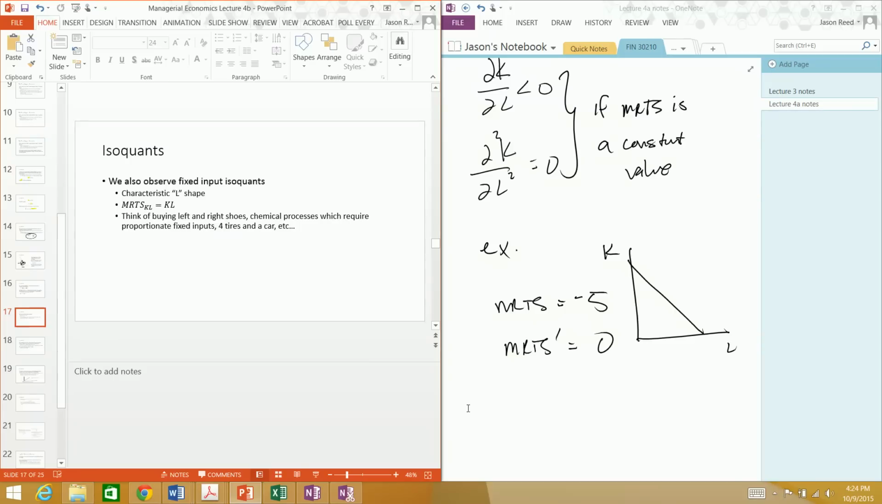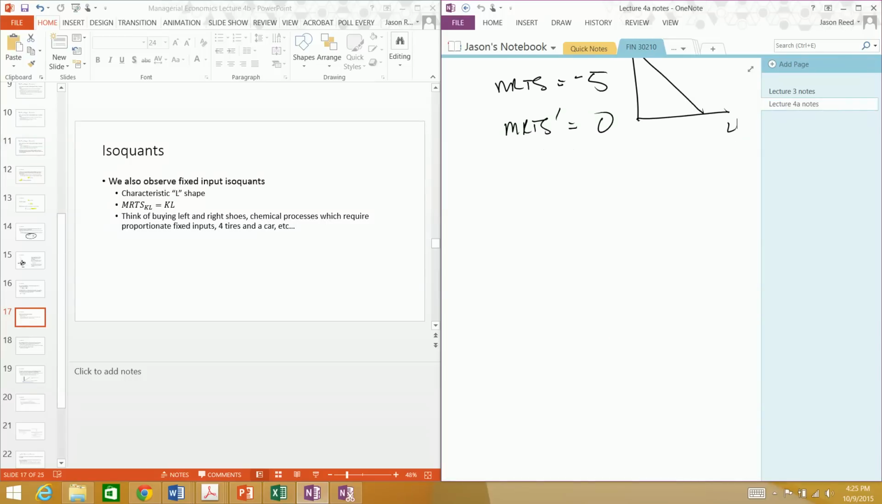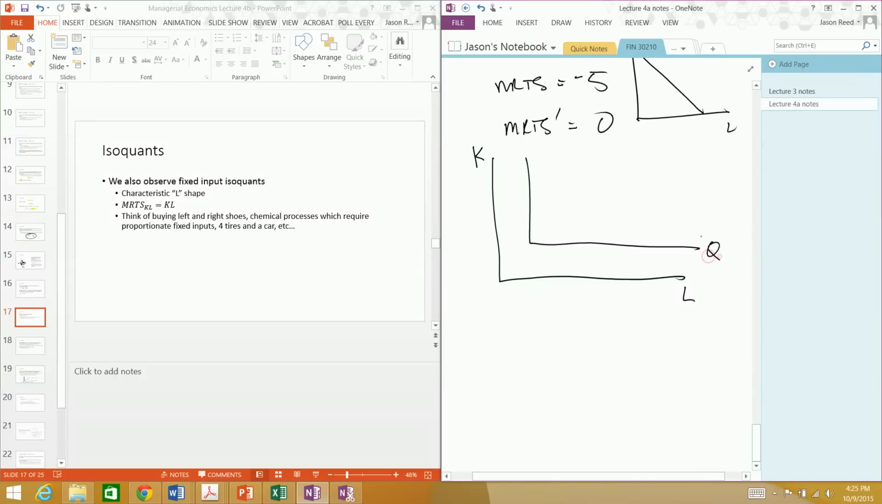So if we want to buy a pair of shoes, we can do so by buying the inputs of a left shoe and the right shoe. We can also think of this as maybe a baking process or a chemical process, but we have some proportionate amount of fixed inputs. And so right away we believe that these isoquants will look something like this. So if this is our labor and this is our capital, this is an isoquant for some Q sub naught.